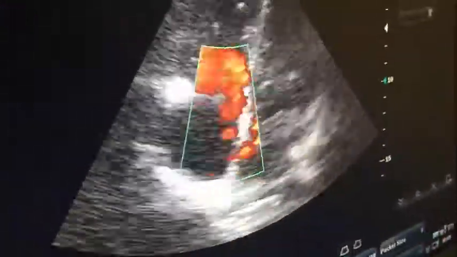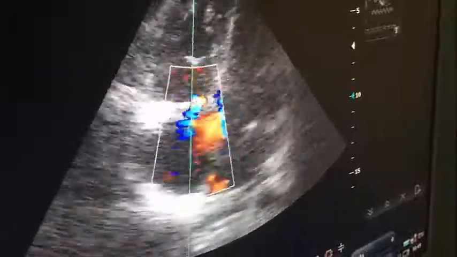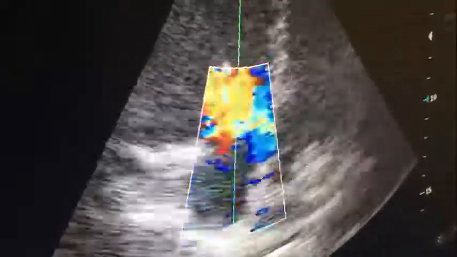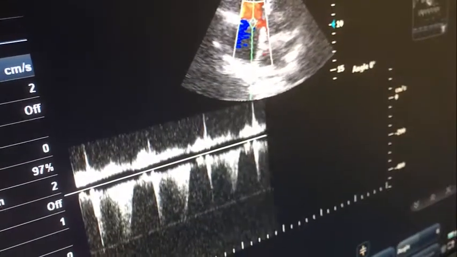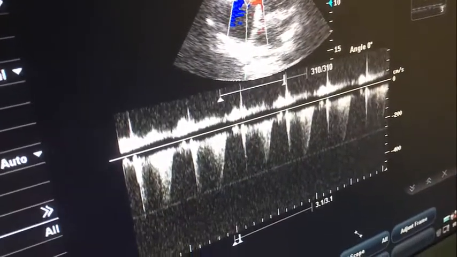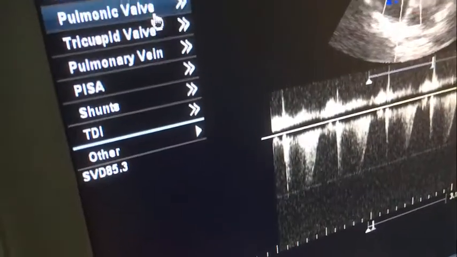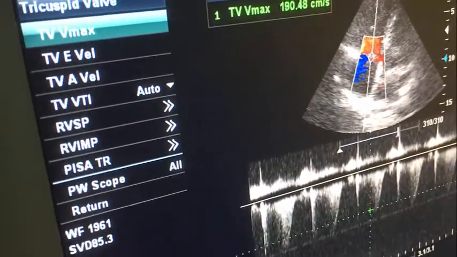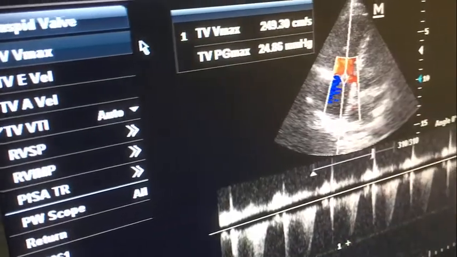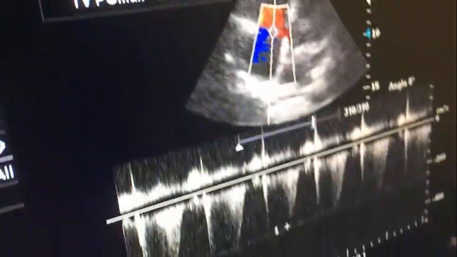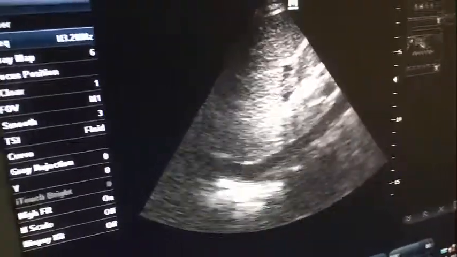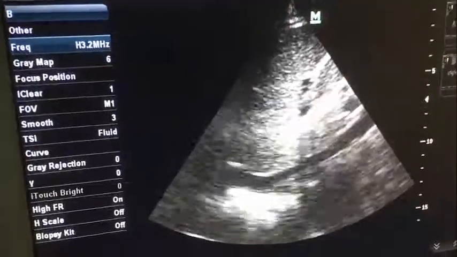This is the tricuspid valve. I will put a continuous wave Doppler to assess the tricuspid valve. Okay, measurement, tricuspid valve. Maximum velocity, we are talking about 24. And with this inferior vena cava, very narrow, we are talking about 5. No pulmonary hypertension now. Now, mashallah, she is cleared. She is fit to be transferred, inshallah. Okay, thank you.